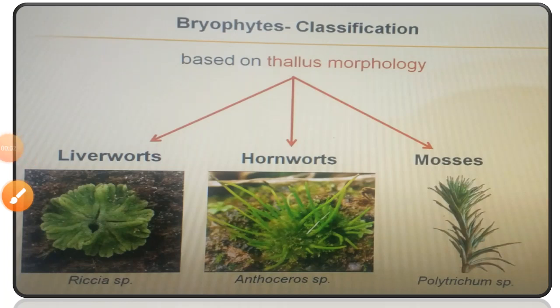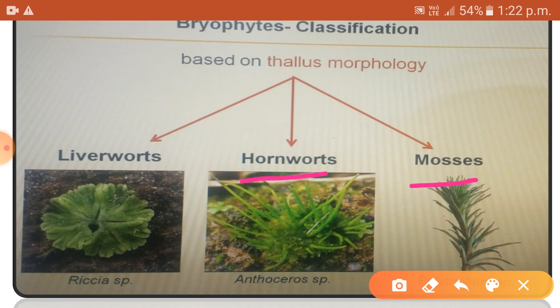Hello dear students, based on thallus morphology, we have learnt that bryophytes are being divided into liverworts, hornworts and mosses. Yesterday we have seen liverworts and its examples. Today let us learn hornworts and mosses.